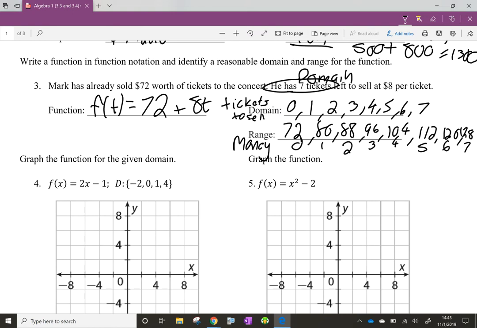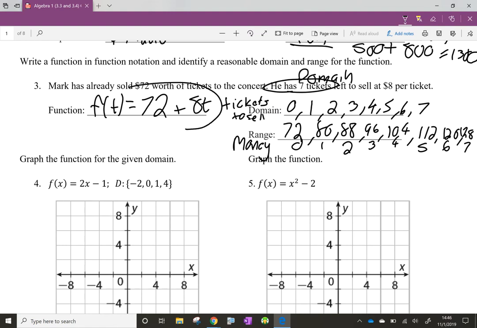So essentially, these are the same thing as if you just plugged these x values or these t values into the function. If you want to know how much money he makes after selling 6 more tickets, you would just do 8 times 6, but that's ultimately going to be 120, as I mentioned. So since I know I'm just counting up, every ticket I sell, I make another $8, because it's $8 per ticket. That's why every time I went up 1 here, I just added 8. Because if I sold another ticket, I would make another $8.